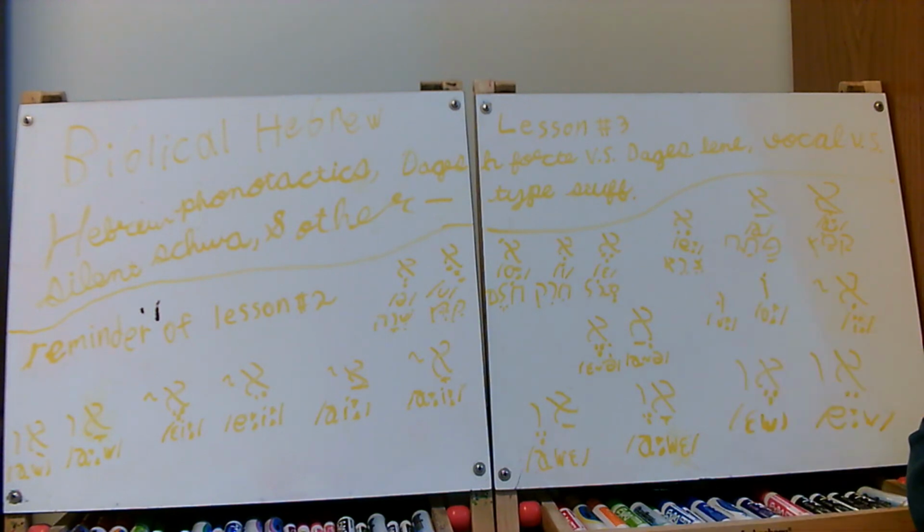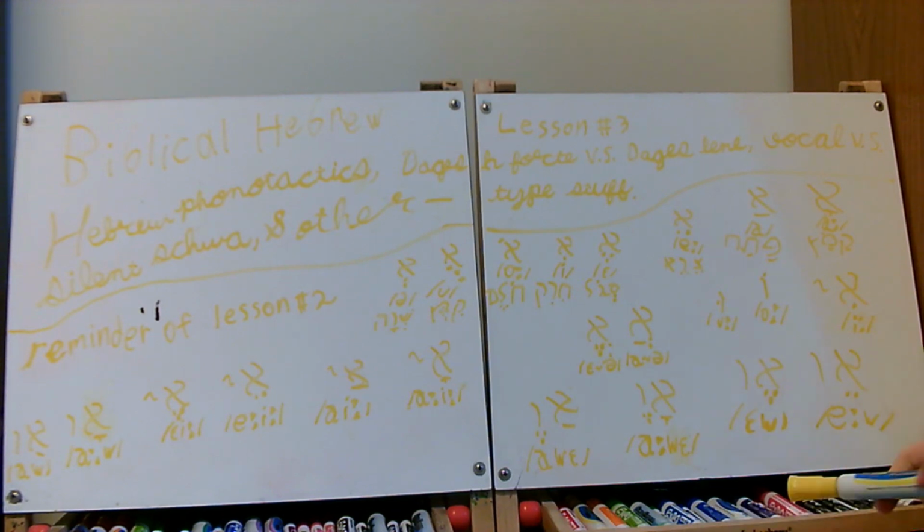Welcome to Biblical Hebrew Lesson 3: Hebrew phonotactics, including dagesh lene versus dagesh forte, vocal versus silent schwas, and other stuff. Once again, I have a review of Lesson 2 that you can't read, because I put it in yellow on a white background. And no, this will not change throughout the video. I will keep it so that you cannot read it.